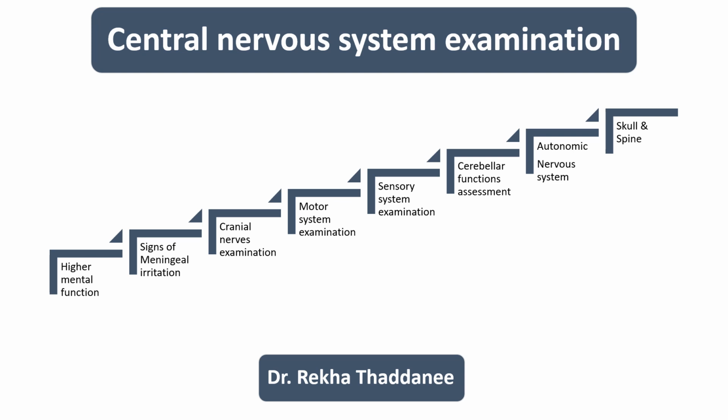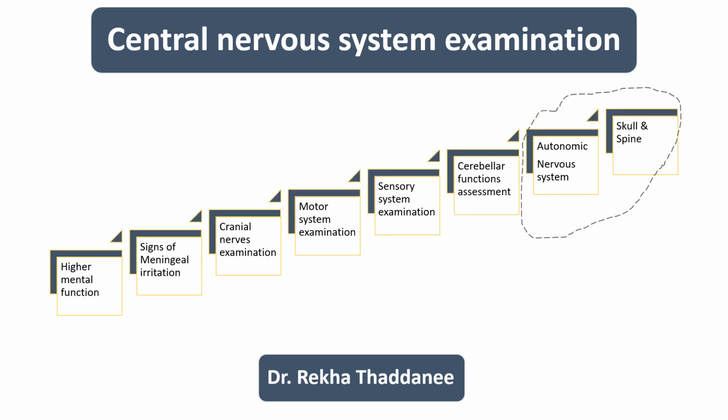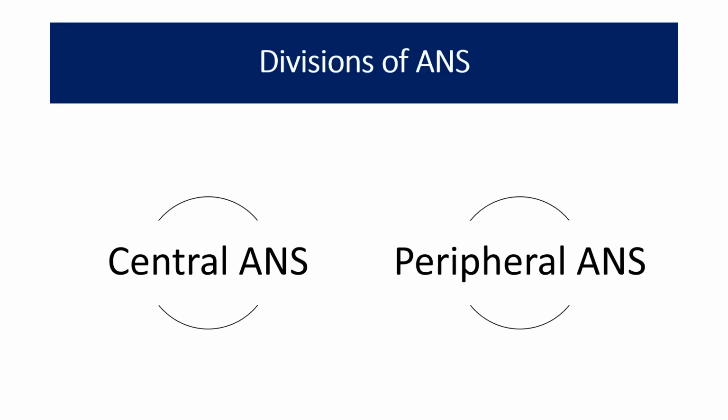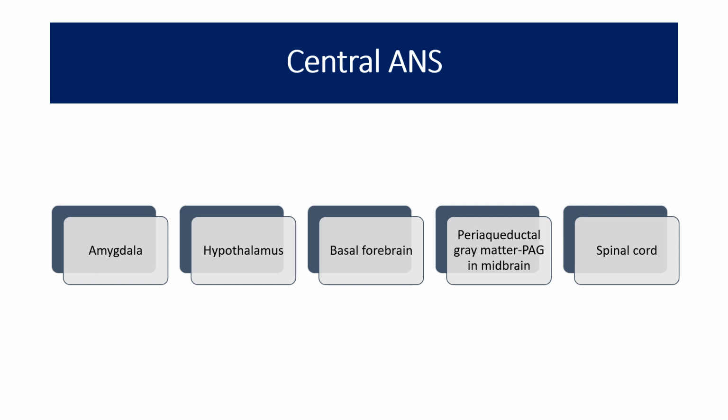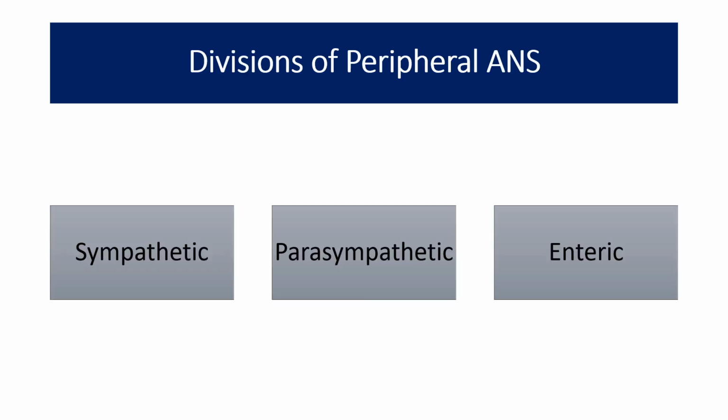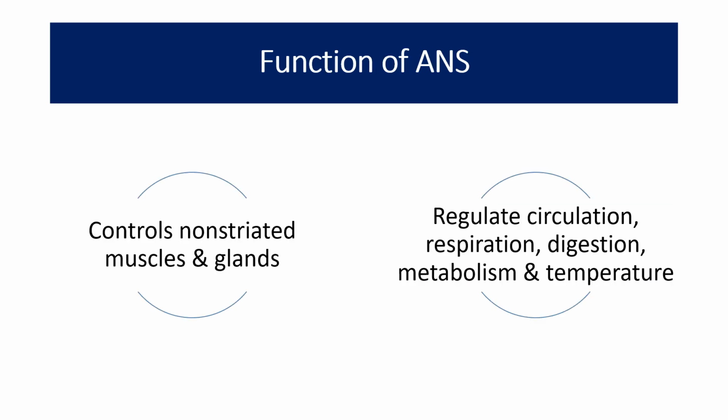Hello everyone. Today I am going to cover the last part of the CNS examination, the autonomic nervous system and the skull and spine. The autonomic nervous system is divided into central and peripheral ANS. In central ANS, the structures included are the amygdala, mainly the hypothalamus, and also the role of the basal forebrain, midbrain and spinal cord. The division of peripheral ANS is sympathetic, parasympathetic and the enteric part.